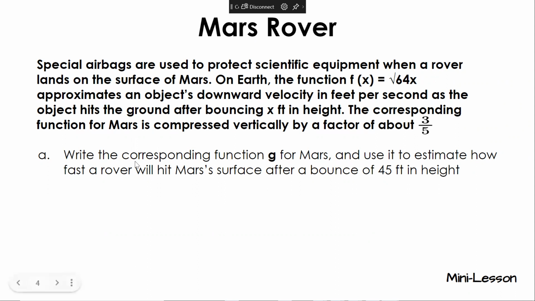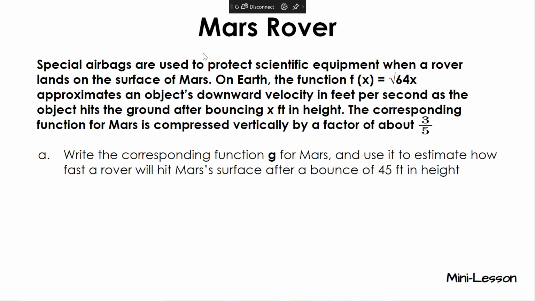All right, so special airbags are used to protect scientific equipment when a rover lands on the surface of Mars. On Earth, the function f of x equals the square root of 64x approximates an object's downward velocity in feet per second as the object hits the ground after bouncing x feet in height. The corresponding function for Mars is compressed vertically by a factor of about 3/5. Write the corresponding function for Mars and use it to estimate how fast a rover will hit Mars' surface after a bounce of 45 feet in height.